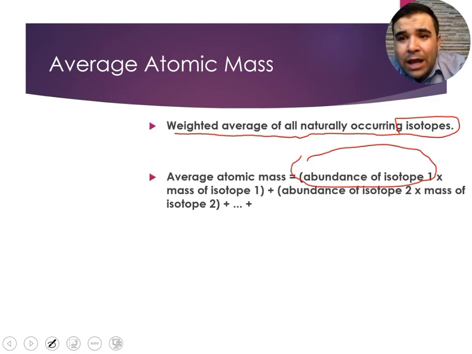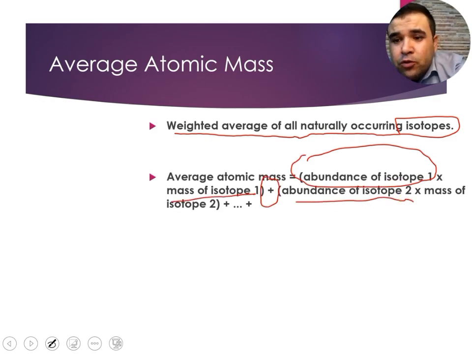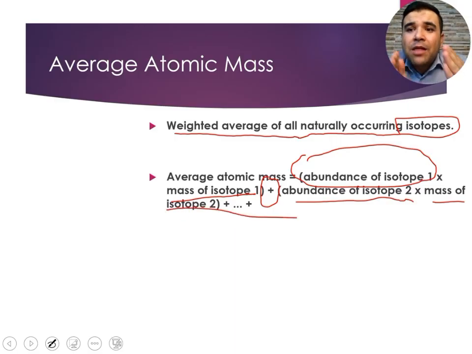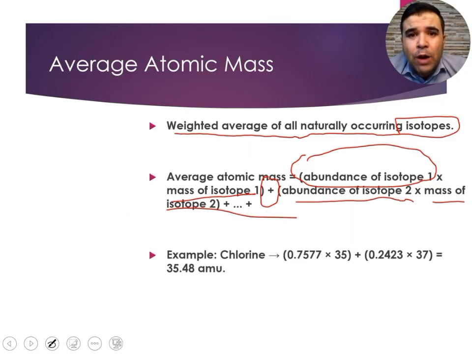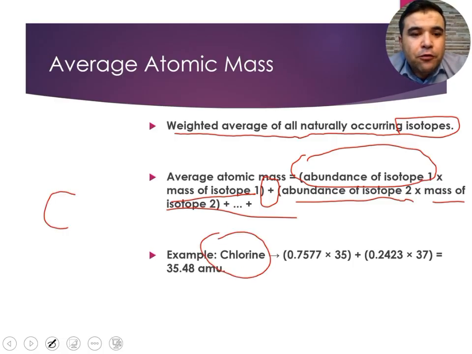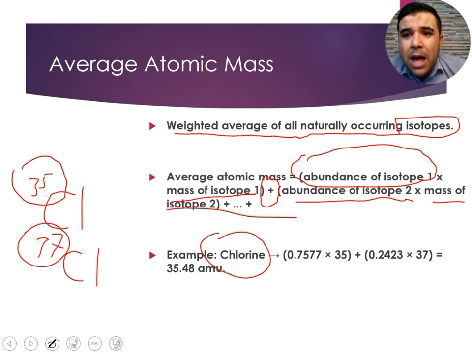Abundance of isotope 1 multiplied by the mass of isotope 1, plus abundance of isotope 2 multiplied by the mass of isotope 2, and then abundance of isotope 3 multiplied by the mass of isotope 3, and so on. Let us provide an example to know how to calculate the average atomic mass for chlorine, guys. We have two isotopes of chlorine, chlorine 35 and chlorine 37. This 35 and 37 represent the mass of those isotopes.